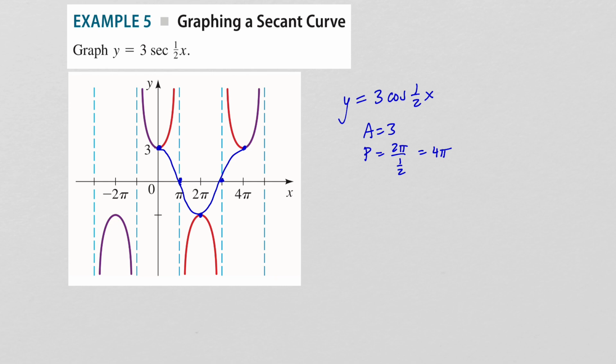And then just like with cosecant, from there, you can graph the secant function by simply making these sort of U-shaped curves and putting the asymptotes in everywhere the graph crossed the x-axis. And that concludes this video lesson.